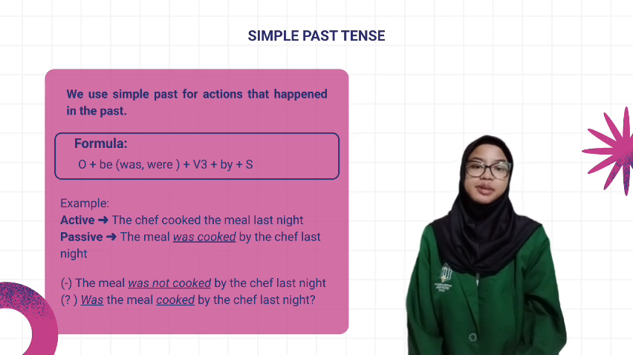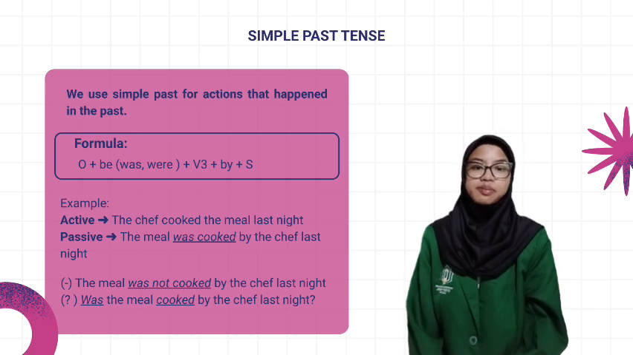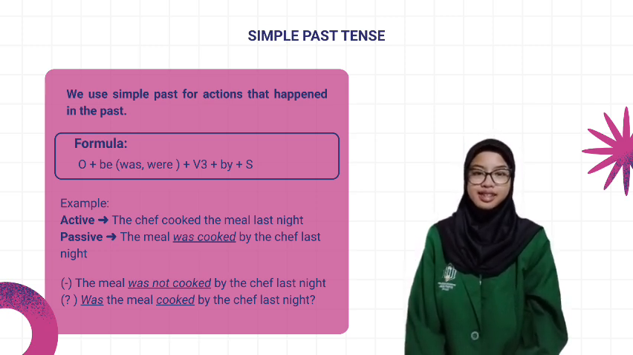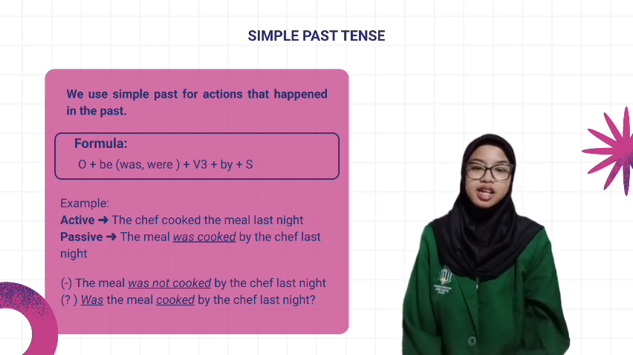Next is simple past passive. We use simple past for actions that happened in the past and are finished. Jadi, simple past digunakan untuk tindakan yang terjadi di masa lalu dan sudah selesai. The formula is object plus was/were plus verb 3 plus by plus subject.